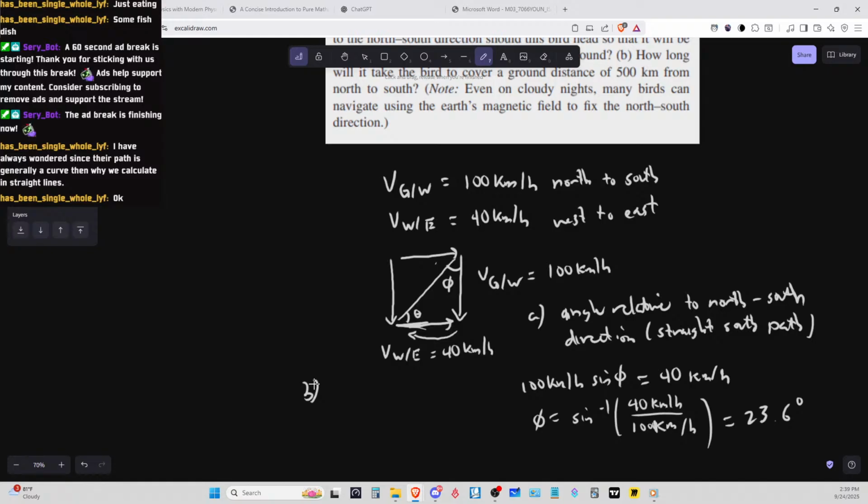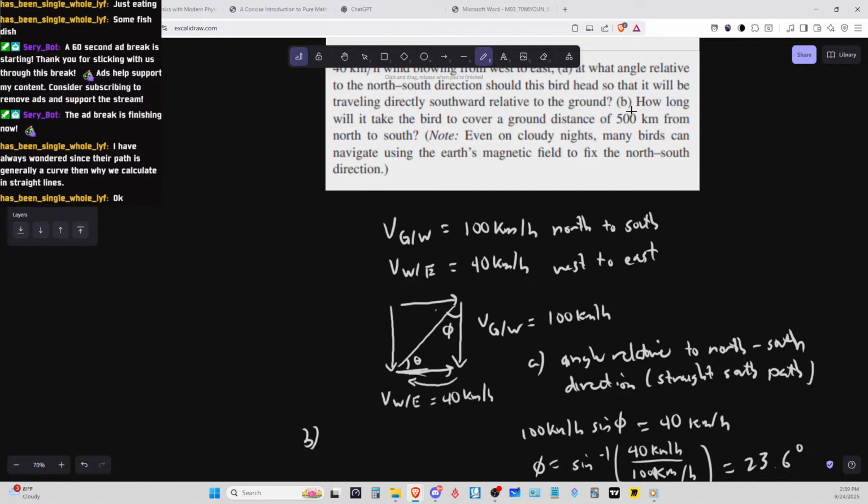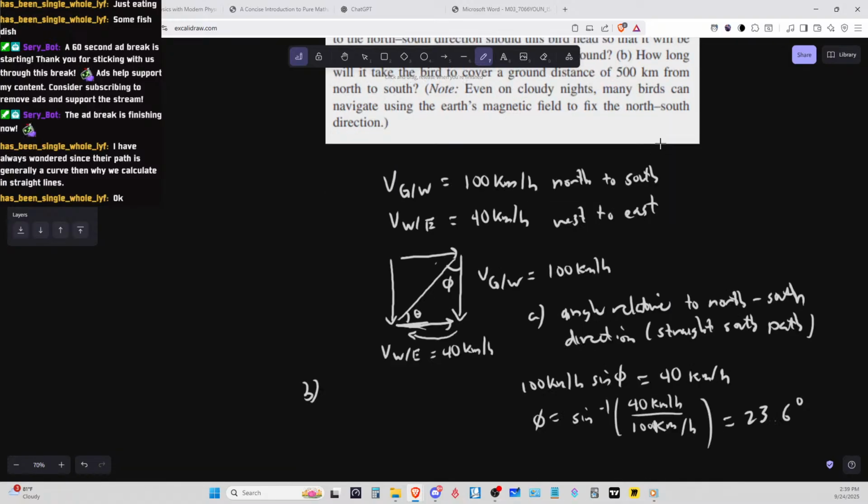Okay, how long will it take the birds to cover... Oh, I don't think you guys can see that. How long will it take the birds to cover a ground distance of 500 kilometers from north to south, even on cloudy nights? Okay, so we got a distance now.